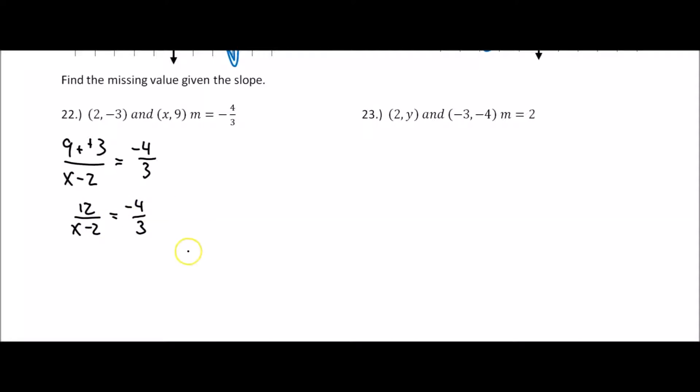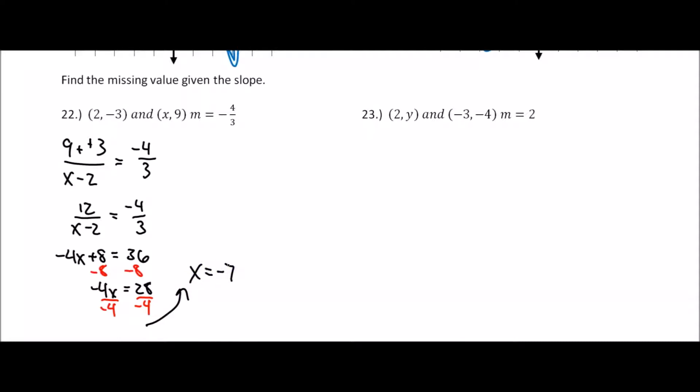What I have here is a proportion. I solve proportions by cross multiplying. So negative 4 times x minus 2, make sure you distribute. That's a negative 4x plus 8. 12 times the 3, that's a 36. Now I can go ahead and solve this. I'm going to subtract the 8 from each side, and I'll divide by the negative 4. And I find out that x equals a negative 7.